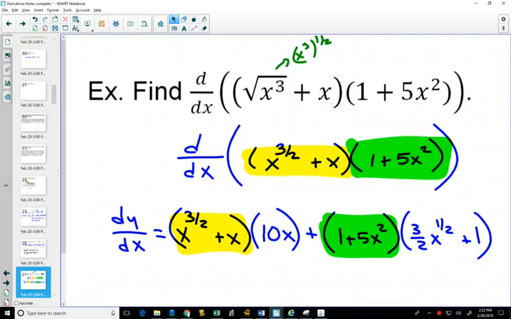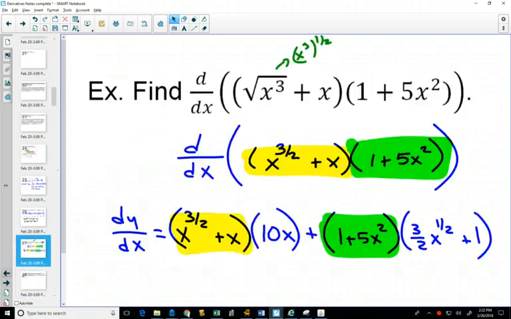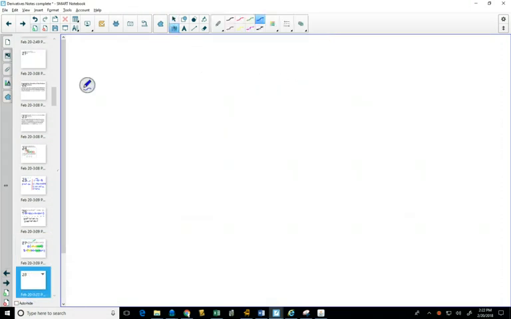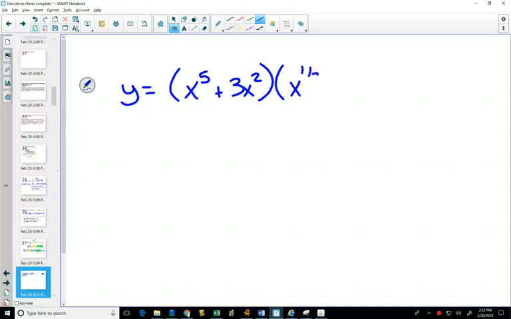So there are some exercises to do at the bottom there to practice your product rule. Or if you would like a challenge to see if you can do a product rule within a product rule, I'll give you this one. If you want to have some fun, try that one.